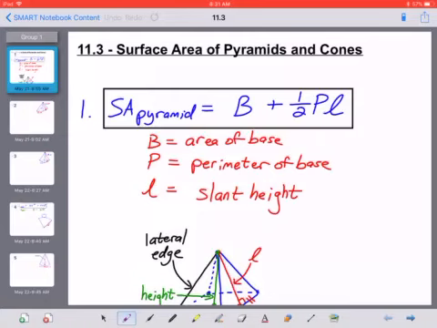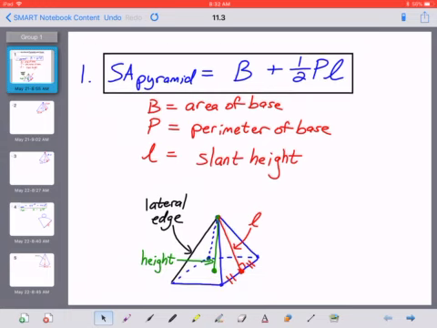Okay, Geometry AB. Yesterday we finished up section 11.2, which was on the surface area of prisms and cylinders. And today we're moving on to 11.3, where we're going to talk about still surface area now, but moving on to two different shapes here, and that would be pyramids and cones. And really, before we do anything else, we should probably have a quick talk right here about what exactly a pyramid or a cone is.